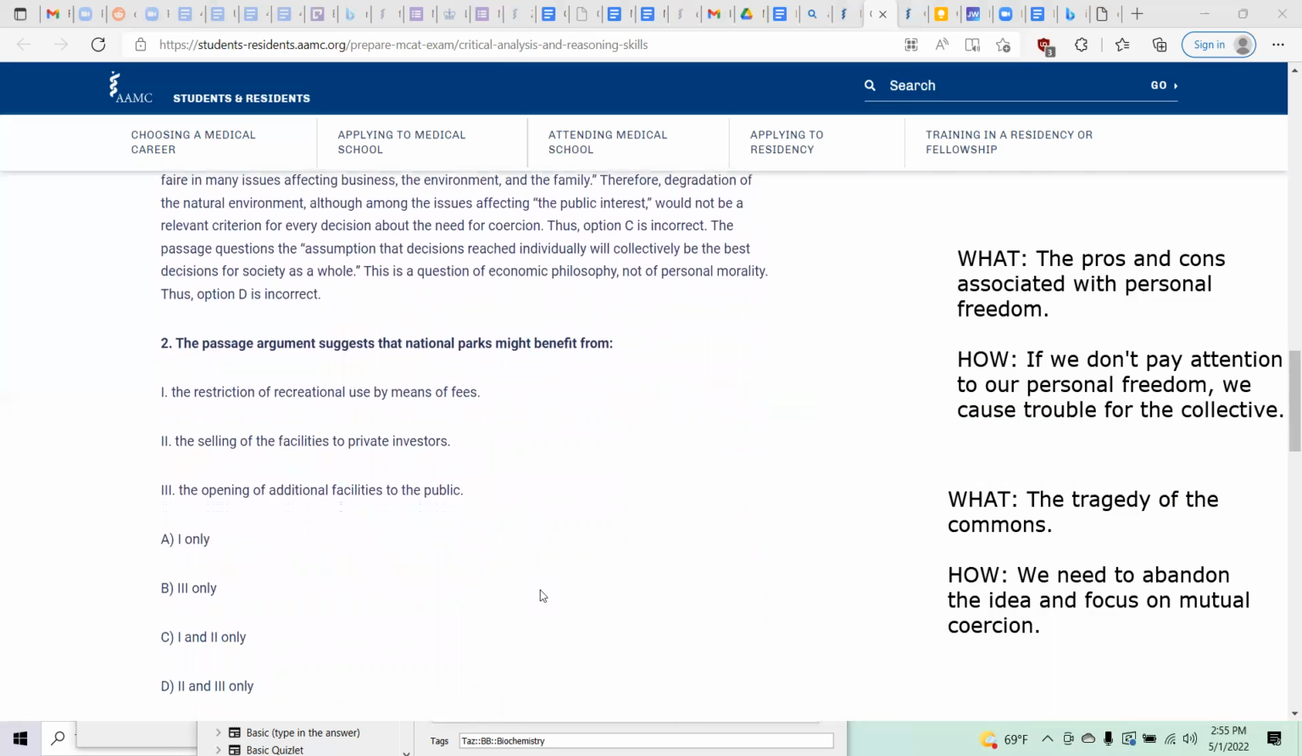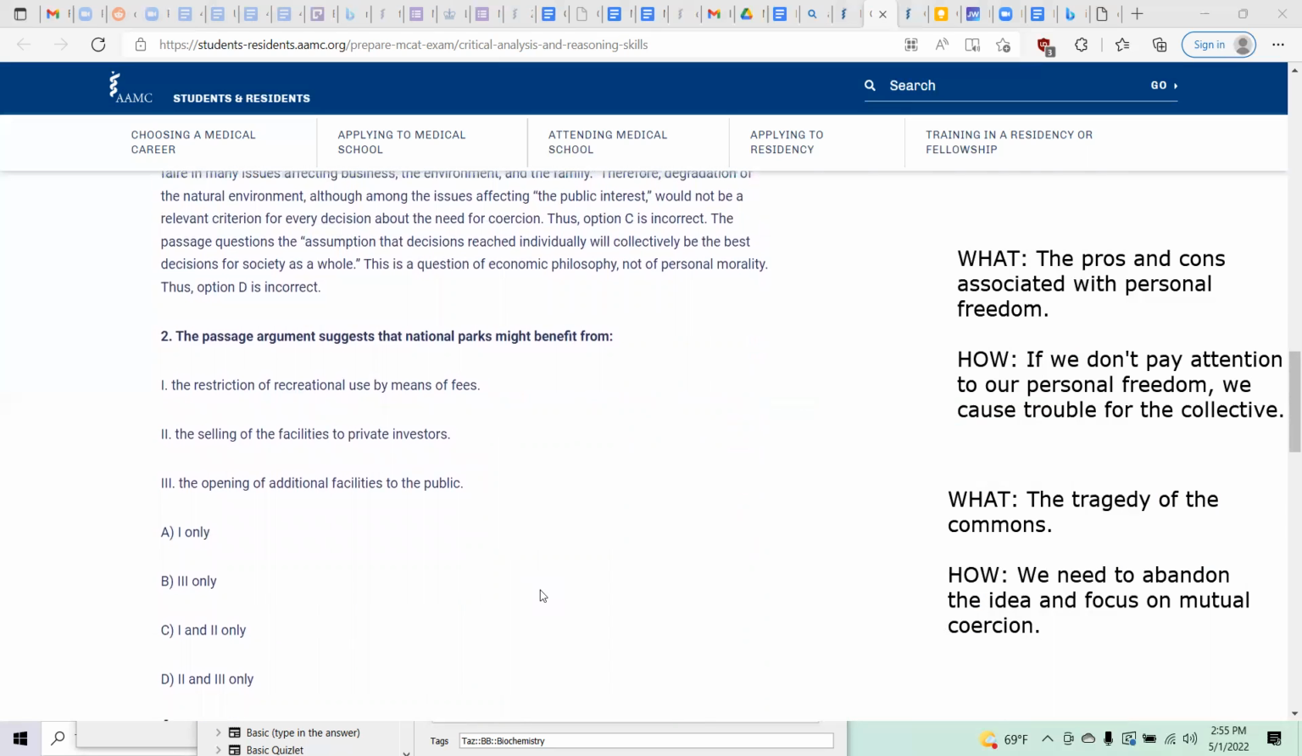Let's keep it pushing. Okay, next question. The passage argument suggests that national parks might benefit from: 1. The restriction of recreational use by means of fees. 2. The selling of the facilities to private investors. 3. The opening of additional facilities to the public. What do we think about number 1? How does the author think about number 1? Would he support the restriction of recreational use of parks through fees?